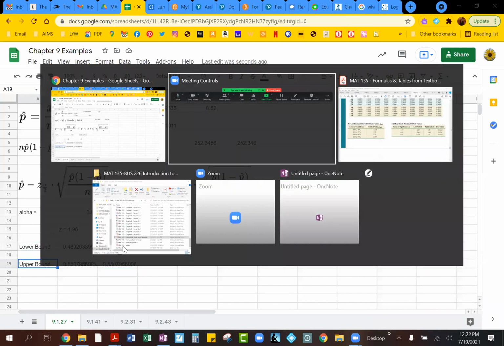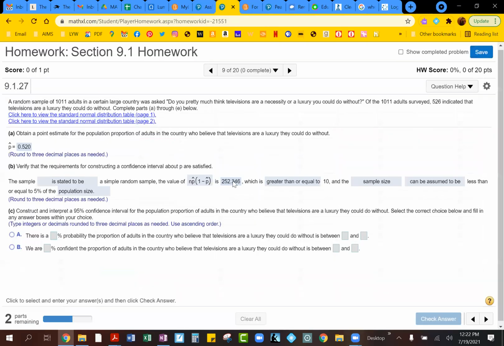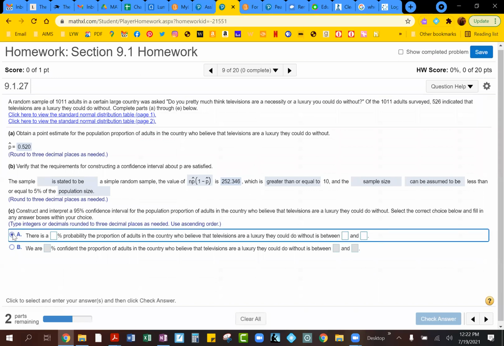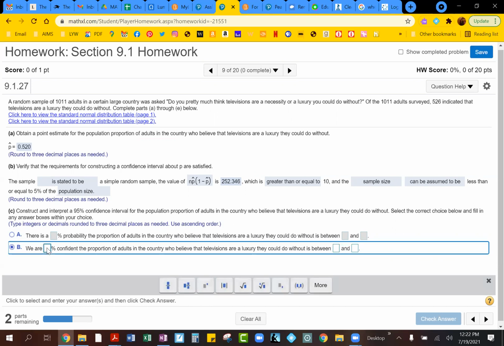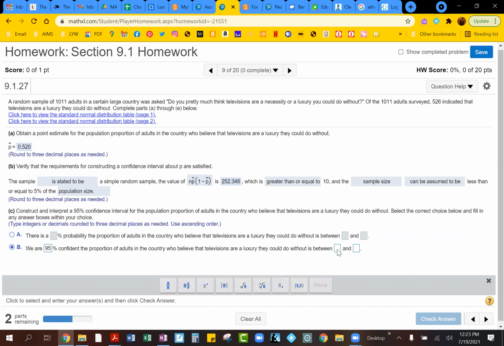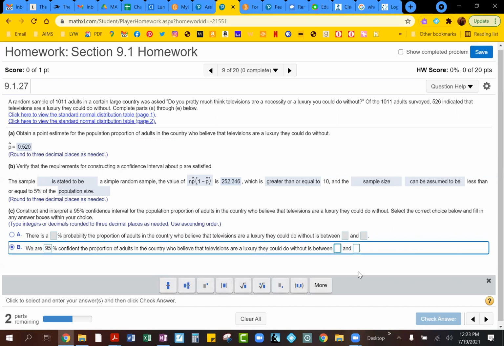So as we come back to our example over here, we are saying, let's see, there is a 95% probability. This is not a probability. This is a confidence interval. So you're actually going with option B. We are 95% confident the proportion of adults in the country who believe that televisions are a luxury they could do without is between, and this is going to be your probability value.